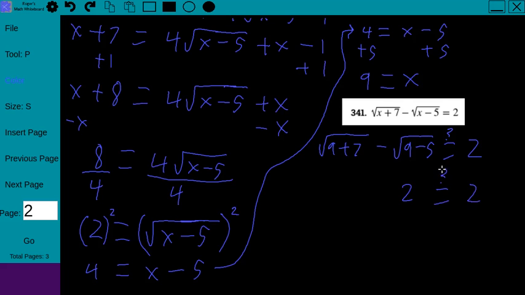2, oh, I wrote 2 again. That's not what I meant to write. I meant to write a question mark. Anyway, 2 does in fact equal 2. We do get a true statement. Therefore, our answer of x equals 9 is in fact the correct answer.